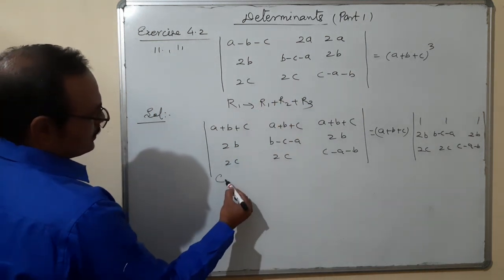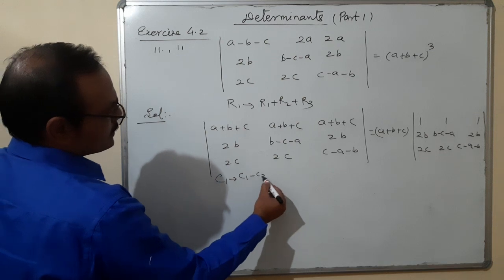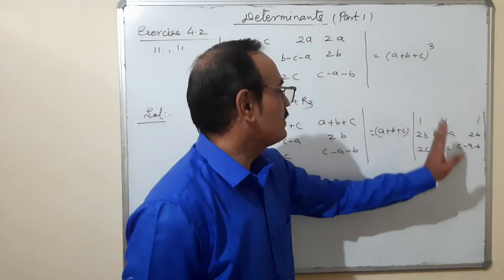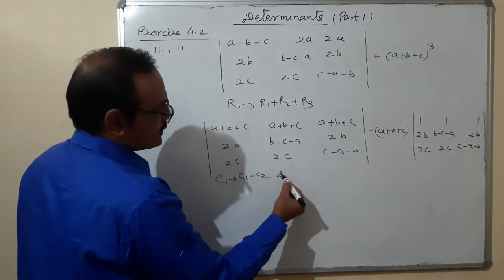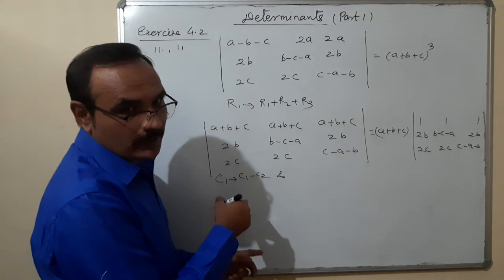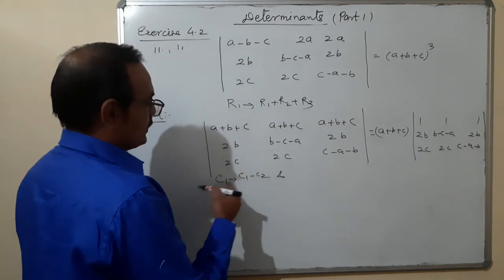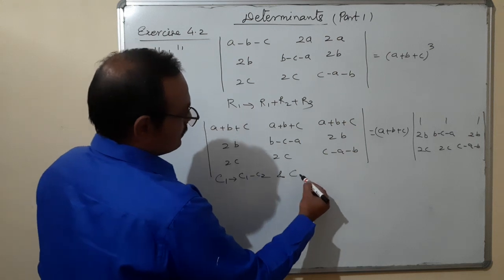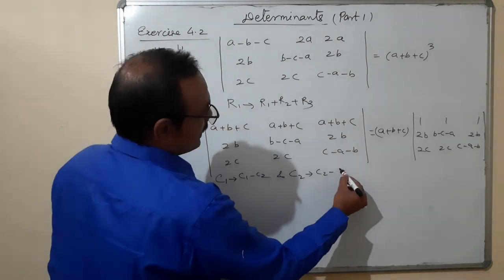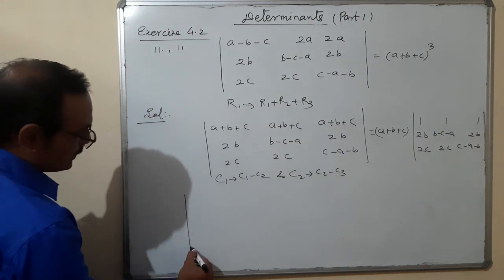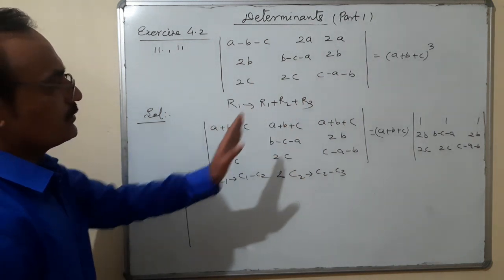C1 is replaced by C1 minus C2. And two operations can be used together, but the second will not affect the 1. Operation 1: C1 replaced by C1 minus C2. And C2 is replaced by C2 minus C3. Okay. So if I use these two operations, what happens? C1 minus C2, so it is 0.